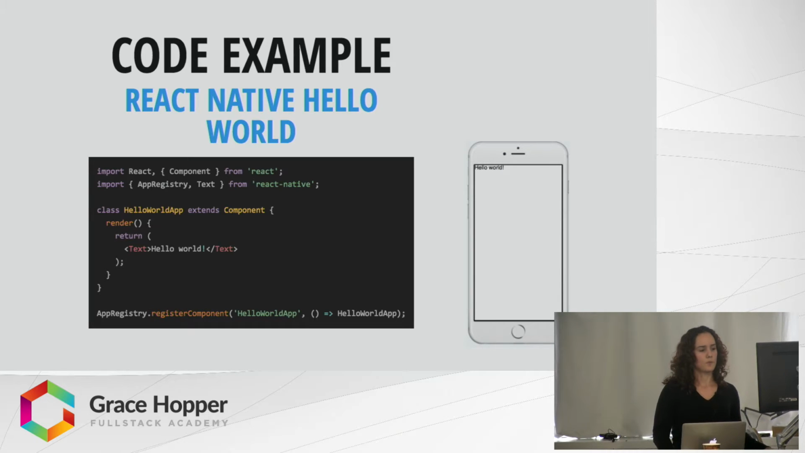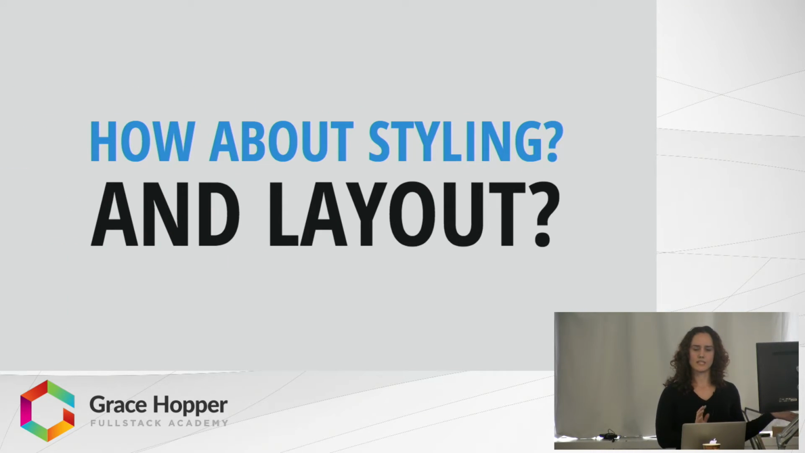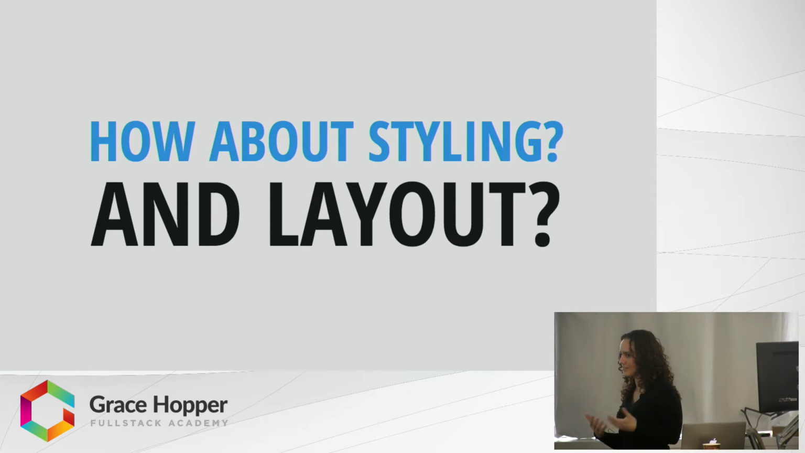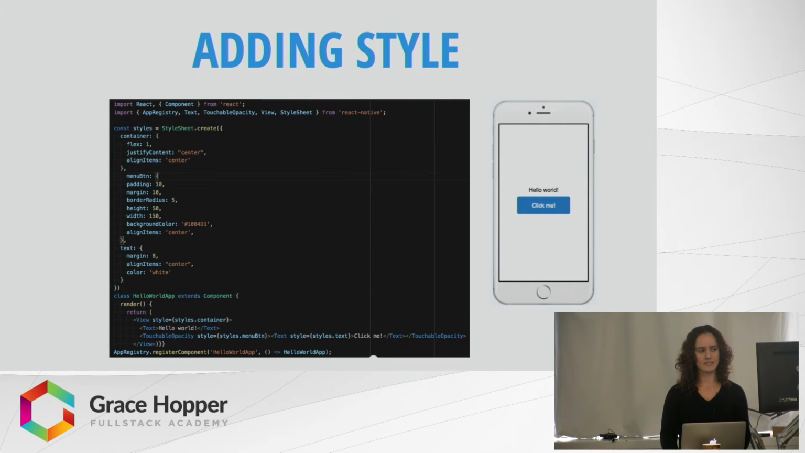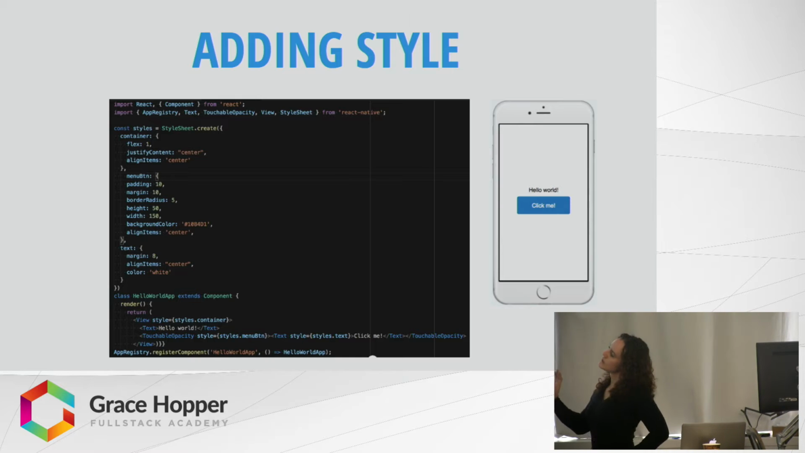OK, so you might be wondering, how about styling and layout? How does this work with React Native, since you're just using JavaScript? So let's talk a little bit about that. Let's take the same example, and let's add some styling. We can see that we have a styling object that holds all the different styles that we define, and then we can use this object to reference all our stylings in our components, in our render method.